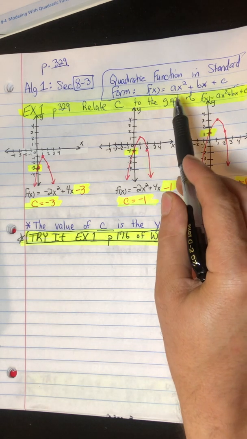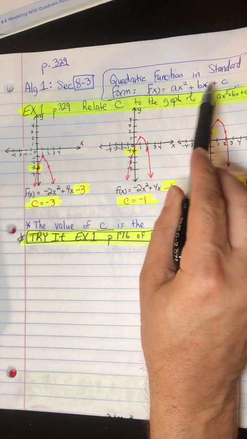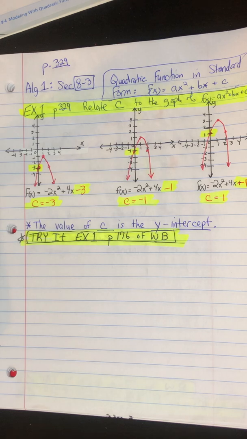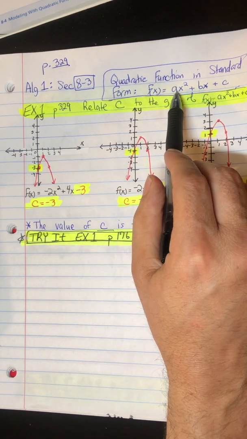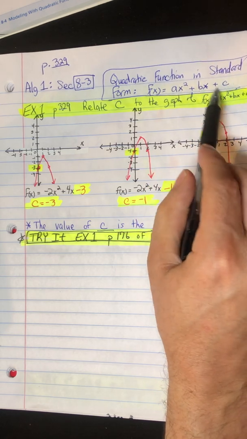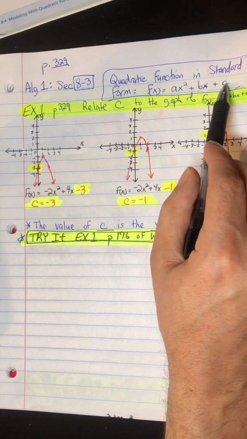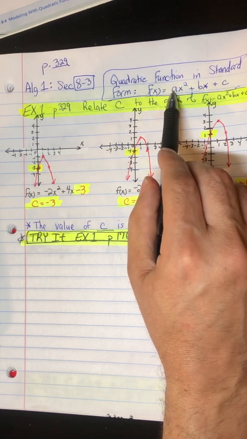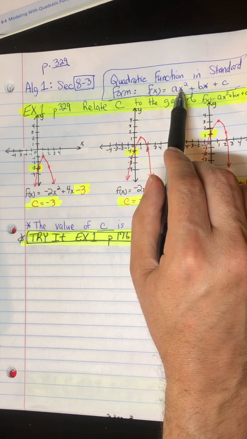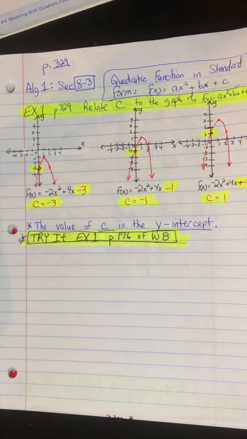Standard form is a little different. It's f of x equals ax squared plus bx plus c. We talked about how a quadratic equation looks in standard form. Standard form has its values also. We're going to talk about what C does in standard form. The coefficients A and B are for x squared and x, but C is the constant term. What does C do?